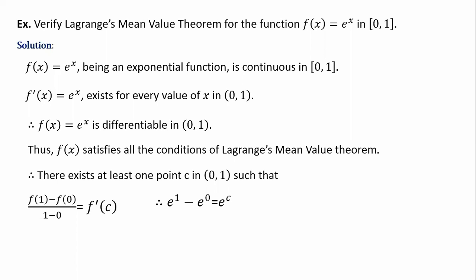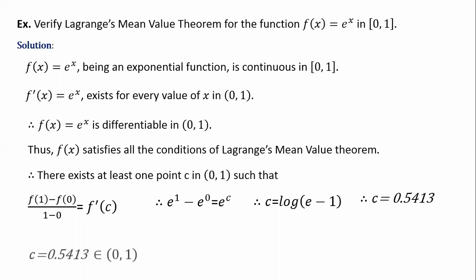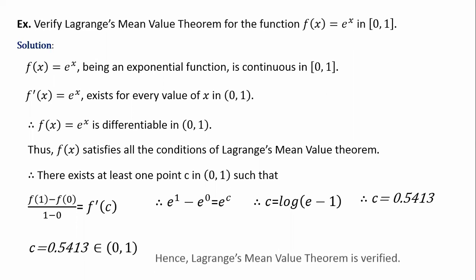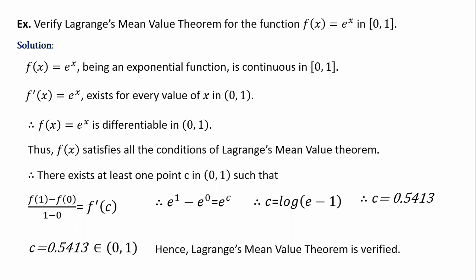That means e^c is equal to e - 1. So c is equal to log of (e - 1). And if we calculate using a calculator, log of (e - 1) is coming as 0.5413, and that belongs to the open interval (0, 1). Thus, Lagrange's mean value theorem is verified. So this is the second example. Many more are further. You can take a screenshot. I'm moving within 2 seconds.